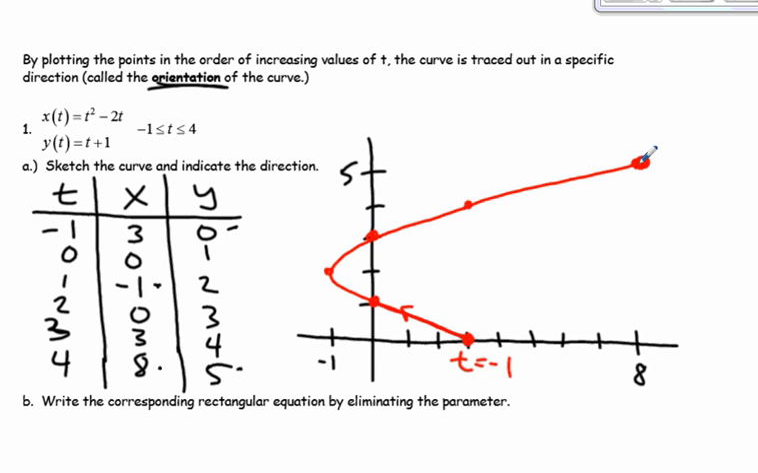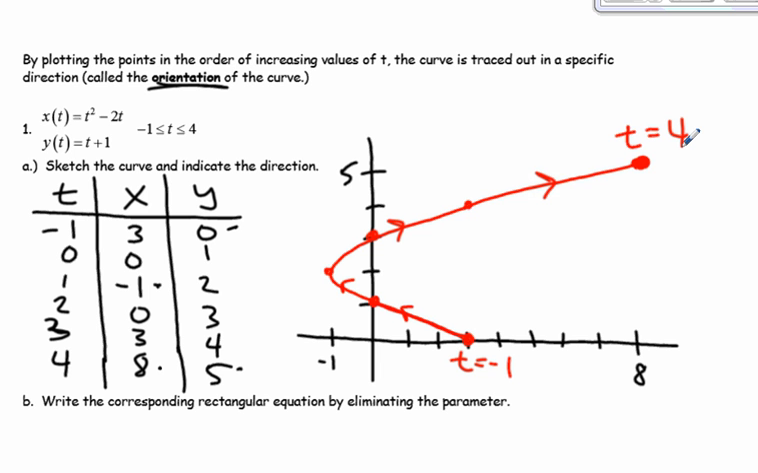You don't want to go beyond that time restriction from -1 to 4. You can label as you go along, but you don't have to. But you do need to see arrows showing the direction that it's going. And then here's my ending point, which is t of 4. All right, so that is the parametric equation for this example.